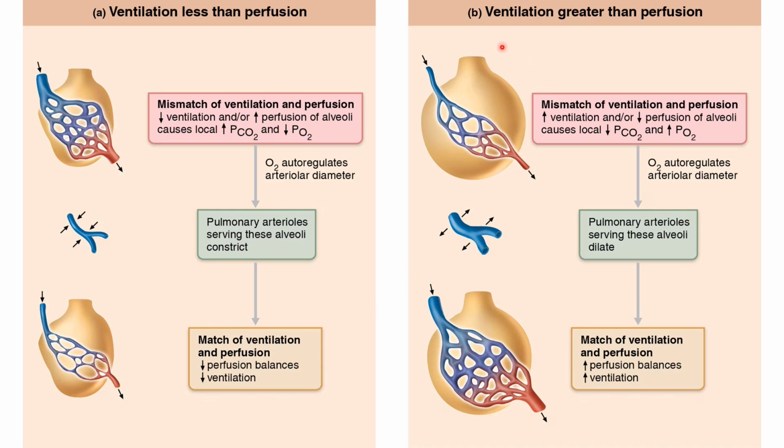Now let's see what happens when there is increased ventilation, how perfusion is going to increase. When there is increased ventilation or decreased perfusion, in a comparison of an alveolus, it causes a decrease in partial pressure of carbon dioxide and an increase in partial pressure of oxygen. So this increased partial pressure of oxygen, what does it do? It dilates the arterioles. Now more blood is going to the area where there is increased ventilation, to that alveolus. So increased perfusion balances the increased ventilation.